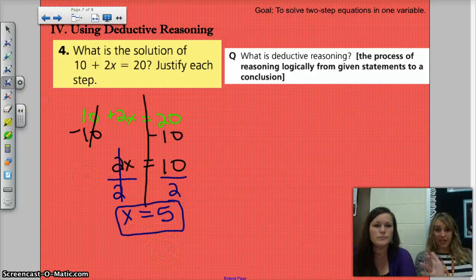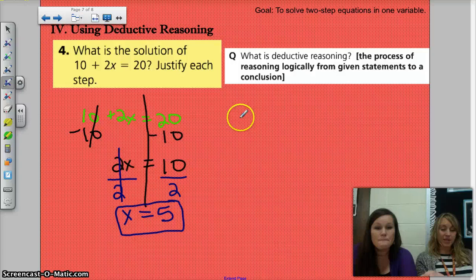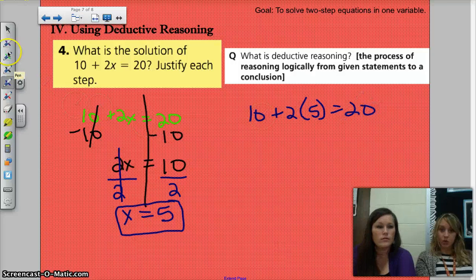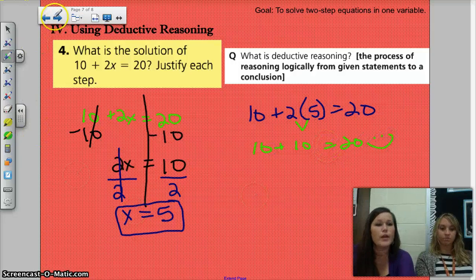So guys, on your test, we recommend you checking this because it's just an extra step that you're more than welcome to do. So you just have 10 plus 2, plug in the 5 for x, does that equal 20? Well, this is 10. So 10 plus 10 is 20. Yay. Beautiful.